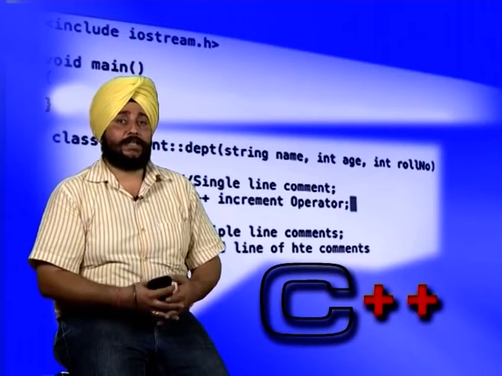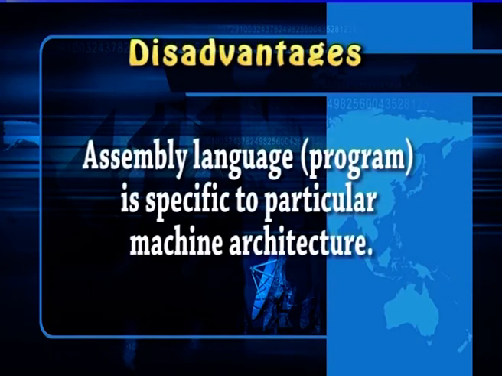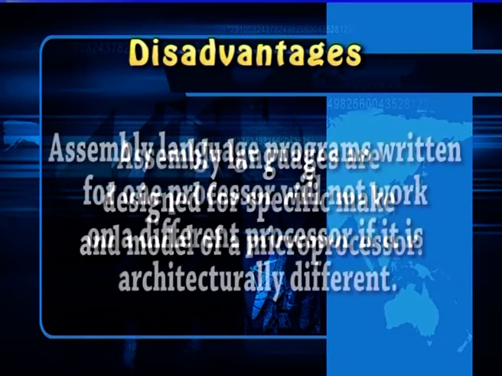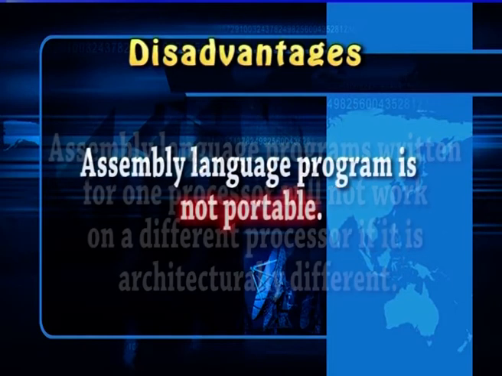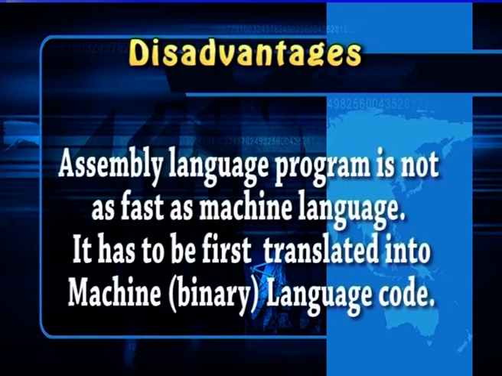Coming on to the disadvantages of assembly language: a program is specific to a particular machine architecture. Assembly languages are designed for a specific make and model of a microprocessor. It means that assembly language programs written for one processor will not work on a different processor if it is architecturally different. That is why an assembly language program is not portable. It is also not as fast as machine language, as it has to be first translated into machine or binary language code.